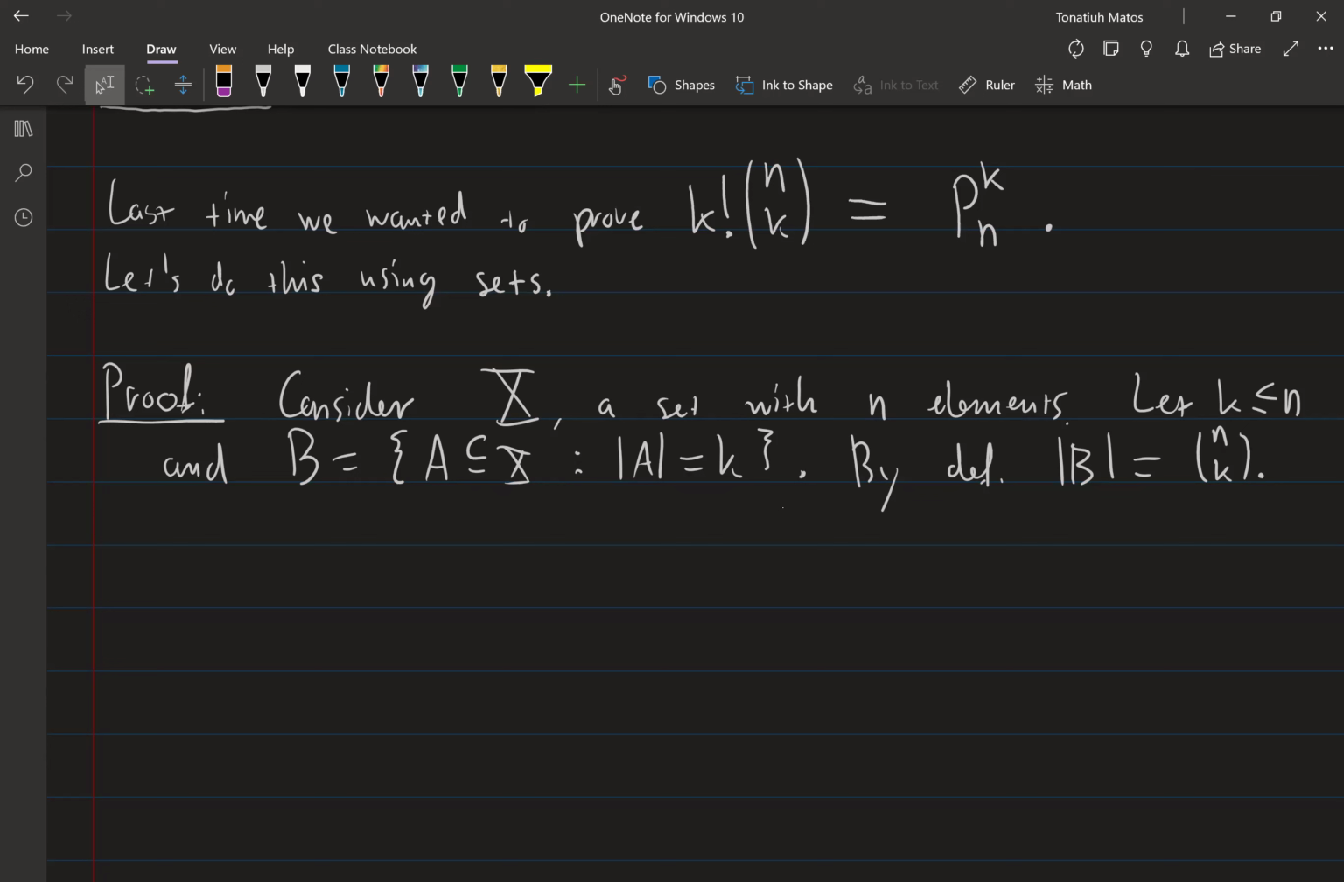Okay, so now we need to define a set that has size k factorial and try to compute its size. So which set do you think would be useful? Now we want maybe green.